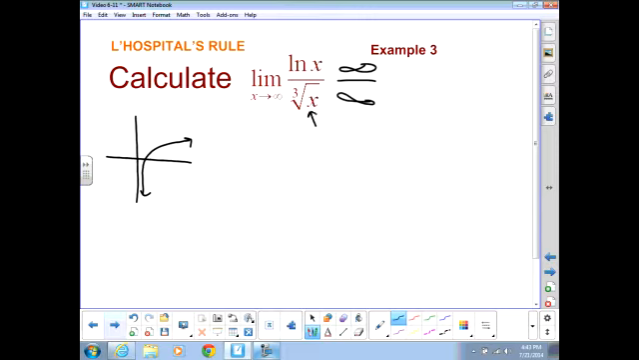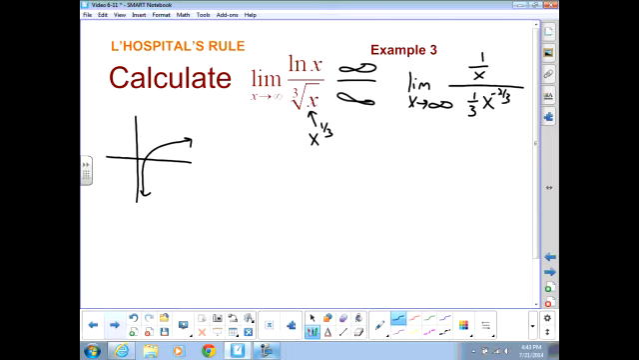When we take the derivative here, keep in mind we're going to think of that as x to the 1/3. Okay, we're not thinking of x to the minus 1/3 because we're taking the derivative of that individual thing, not of the whole fraction. So on top, derivative of natural log x will be 1 over x. So we'll have the limit as x approaches infinity of 1 over x. And our derivative of x to the 1/3 will be 1/3 x to the minus 2/3.